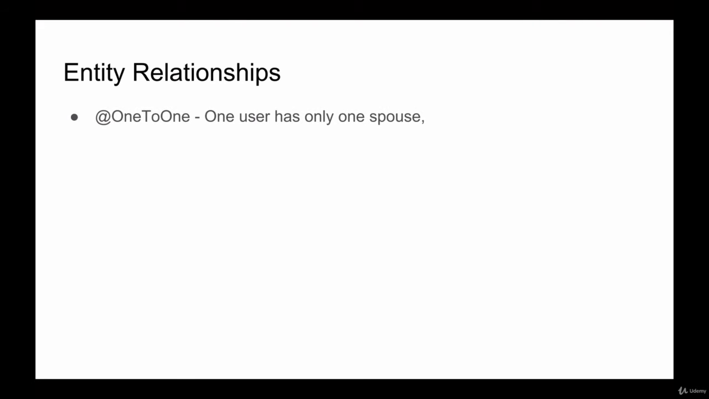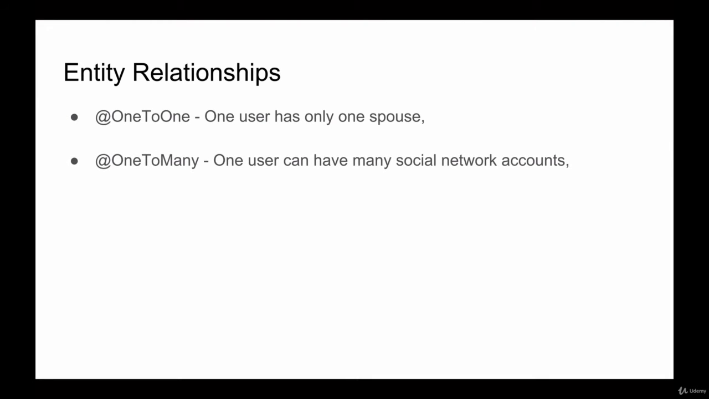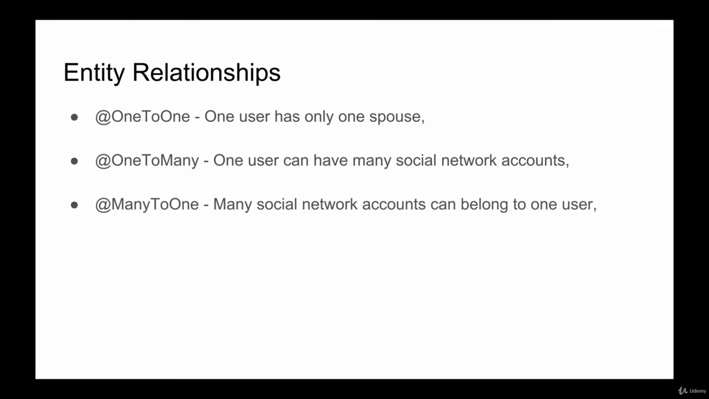For example, one-to-one relationship, and an example of it will be one user can have only one spouse. Or one-to-many relationships where one user can have many social network accounts. For example, one user can have Facebook account, Twitter account, Google Plus account, and so on. Or many-to-one relationships where we have many social network accounts that can belong to one user. And many-to-many relationships where we have, for example, many friends that can have many friends.